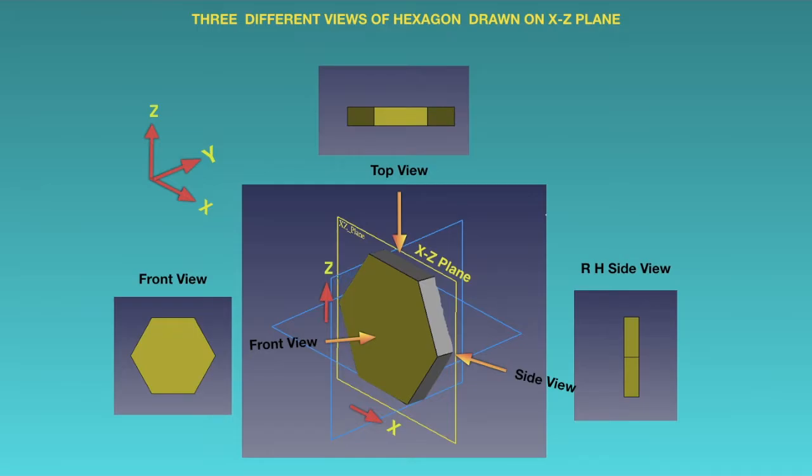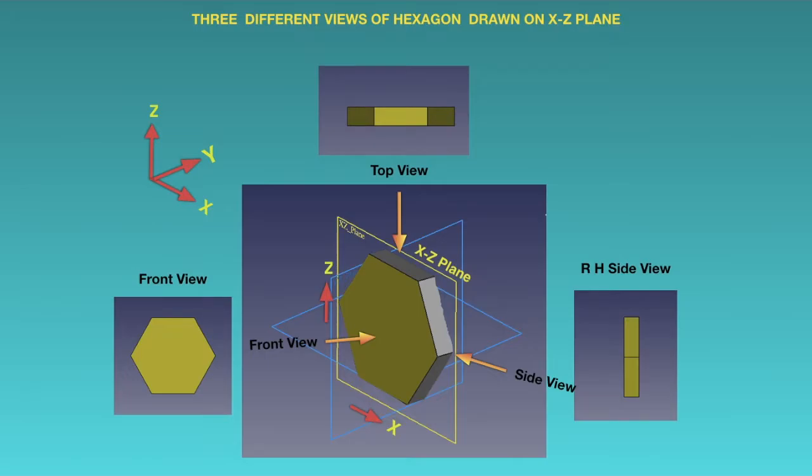Top view, front view, and right hand side view would be different than what we had just seen in the case of xy plane. The top view this time would be similar to the front view of the hexagonal pad drawn on xy plane, which we had just seen. Similarly, this time the front view would be similar to the top view of the hexagonal pad when it was drawn on xy plane.